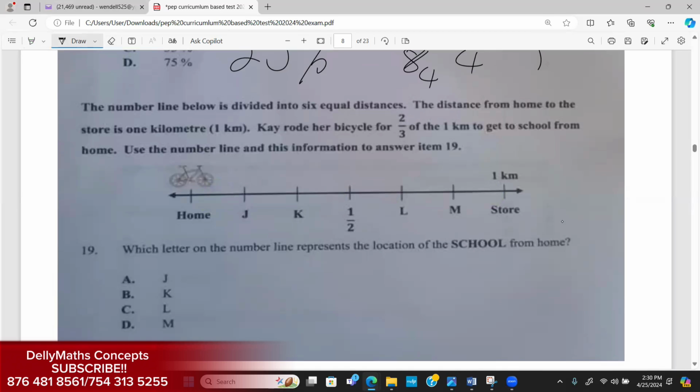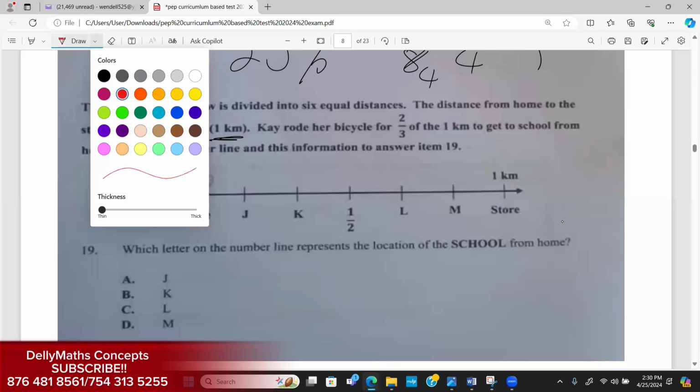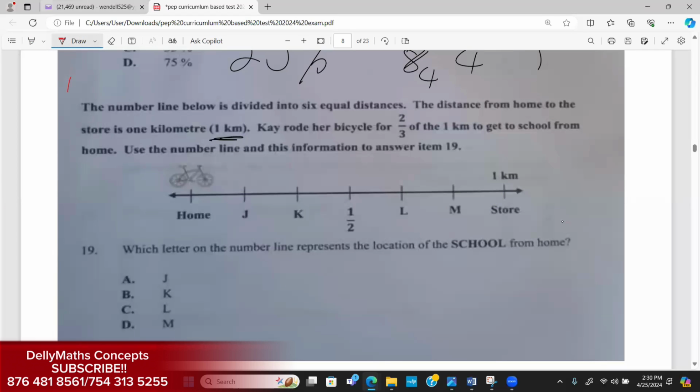The distance from home to store is 1 kilo, all right, no problem. We're talking about K now, right, is 1 kilo. And it is saying that K rides 2/3 of the kilo, all right, no problem, to get to school. From home, 2/3. Now, use this information to answer. Which letter on the number line represents the location of the school? Look again. K rides 2/3 of 1 kilo to school.